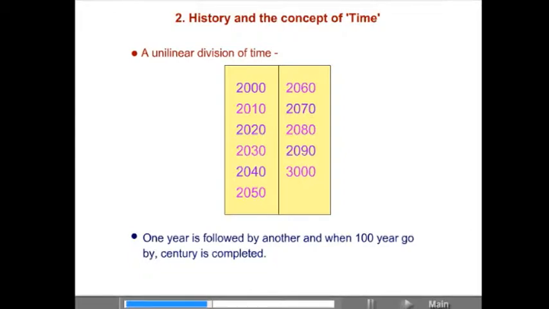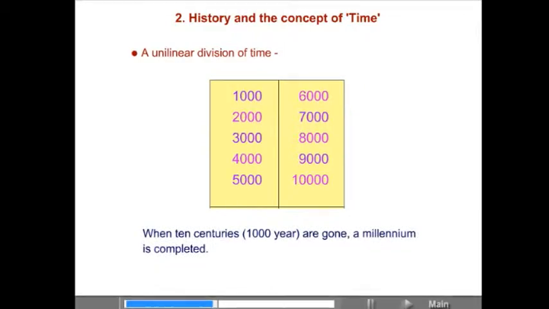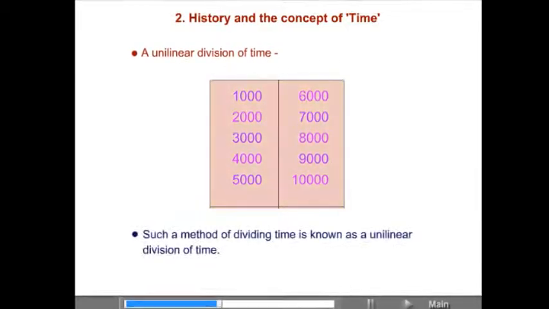1 year is followed by another, and when 100 years go by, a century is completed. When 10 centuries, that is 1,000 years have passed, a millennium is completed. Such a method of dividing time is known as a unilinear division of time.